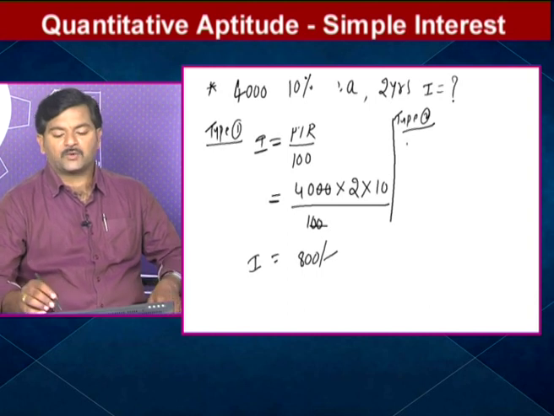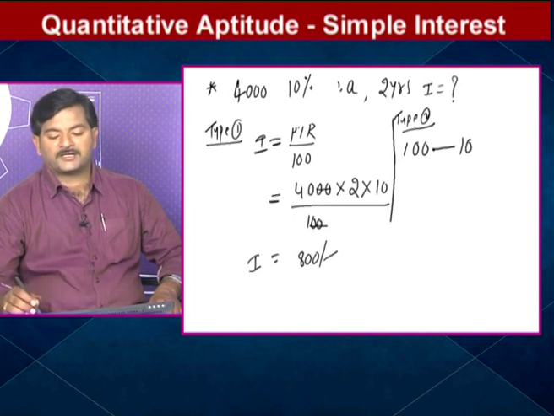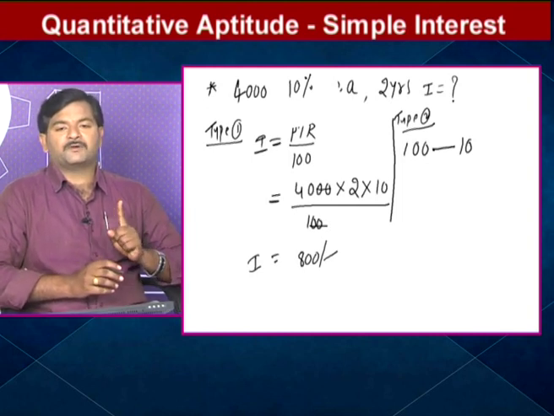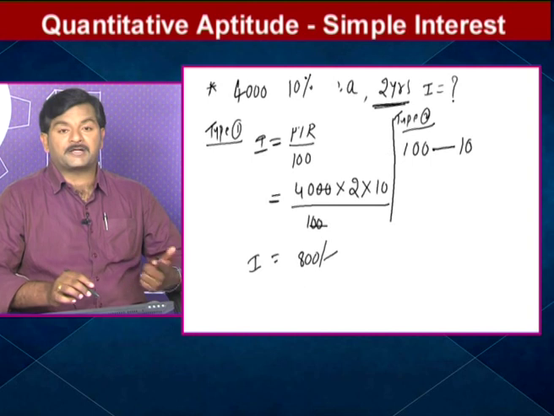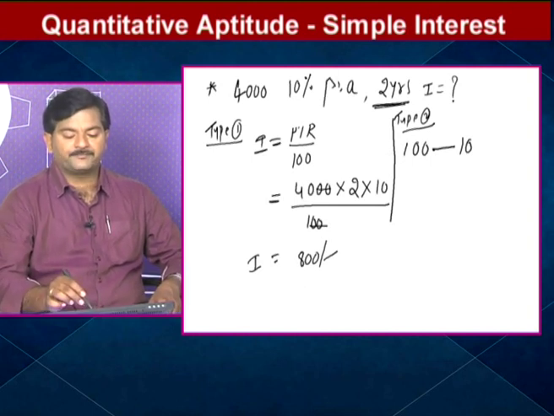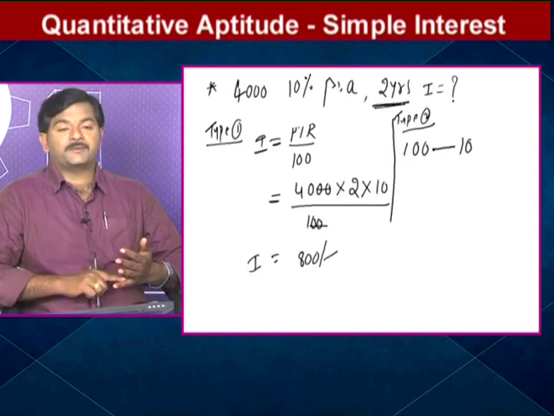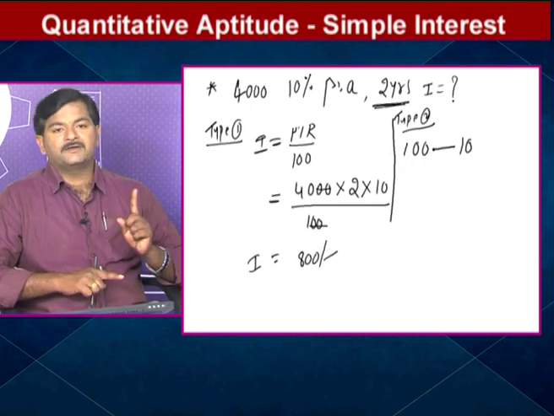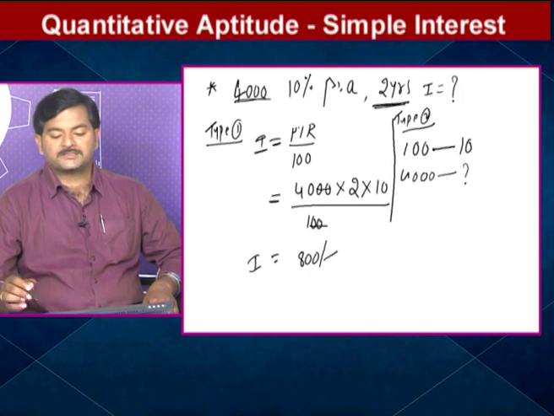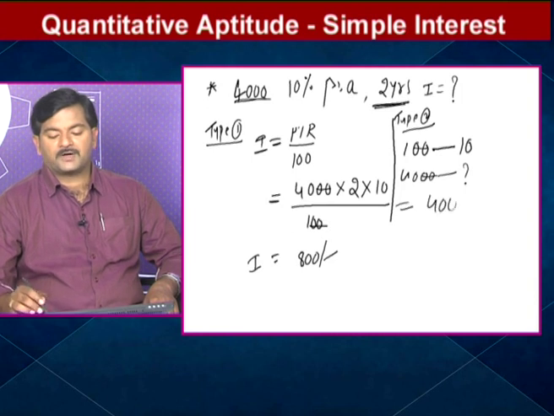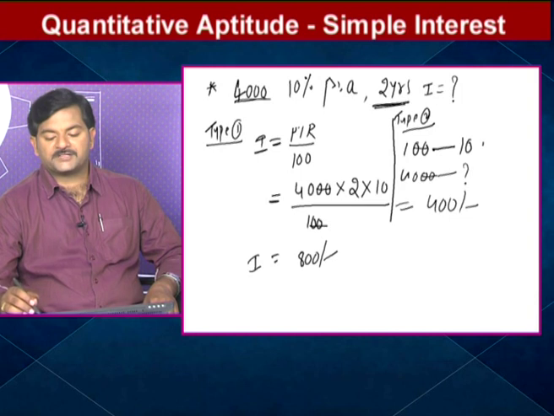If a person borrowed 100 rupees, he has to pay interest of 10 rupees, for only 1 year, not for 2 years. Now remember, in the question he gave 2 years, but according to the rate of interest concept, 10% means for every 100 rupees, 10 rupees is the interest for 1 year. This is the beauty of the concept. If I borrow 100, the interest is 10 rupees, so for 4,000 rupees, 40 into 10 is equal to 400. This 10 rupees is for only 1 year, so this 400 is also for 1 year.